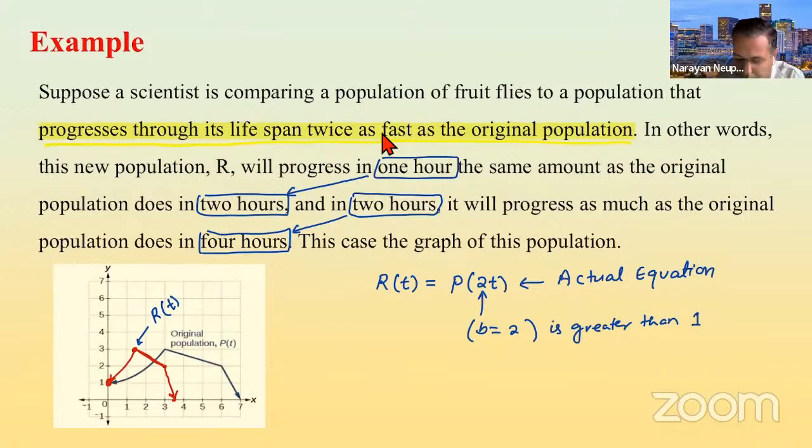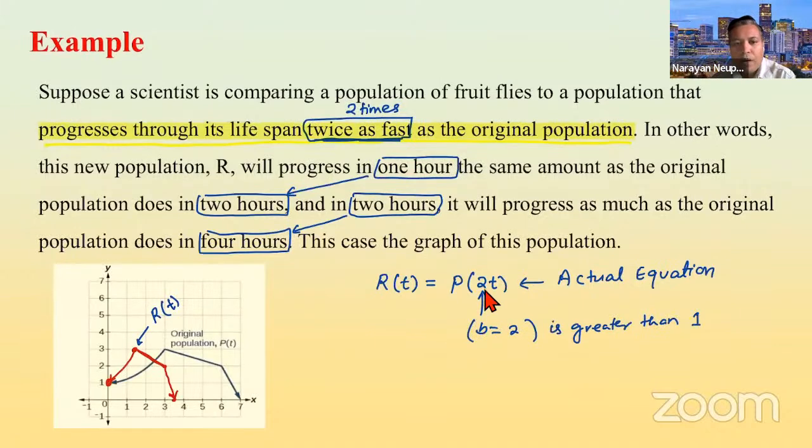Right up there, you can see twice as fast. Twice means 2 times. That's why what I've written here is r of t equal to p of 2t. Why am I emphasizing this equation? Because later on, you also need to write the equation. But for this problem, we are not asked to write the equation, just to graph. But later on, when you're asked to write the equation, you must be able to see that.